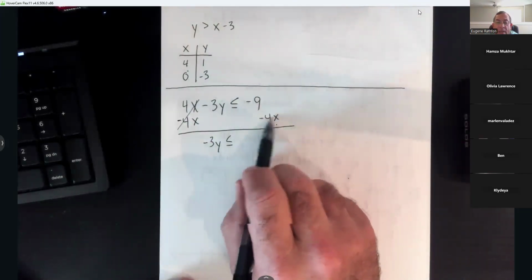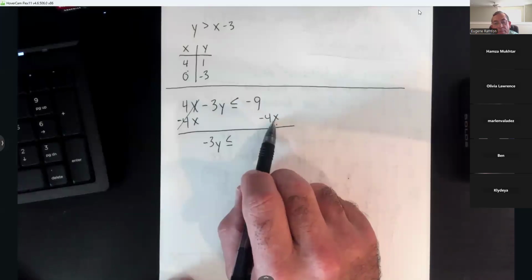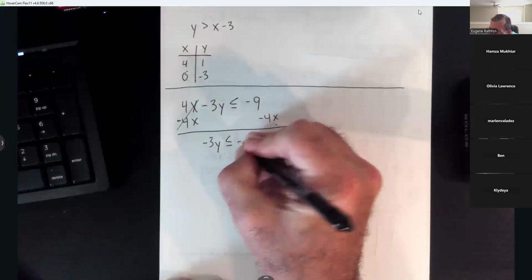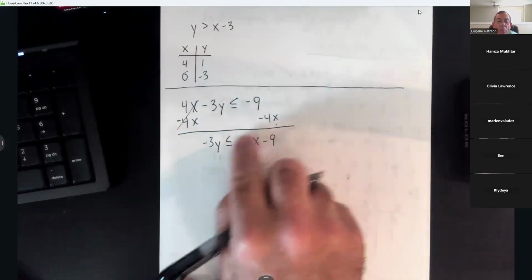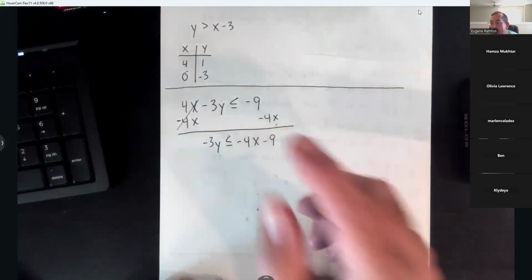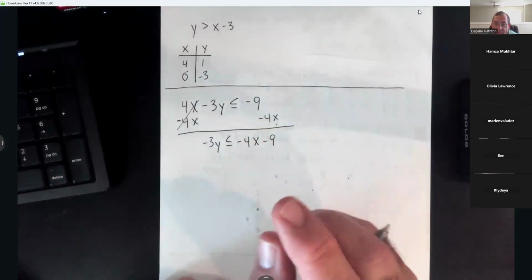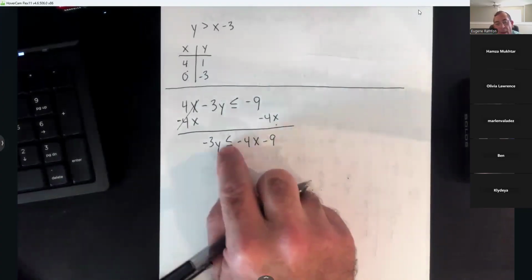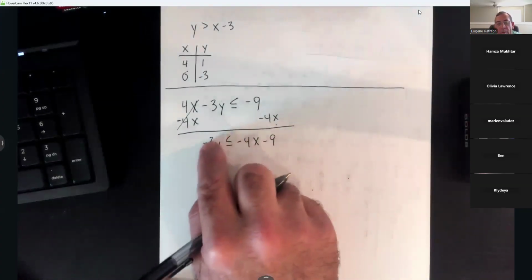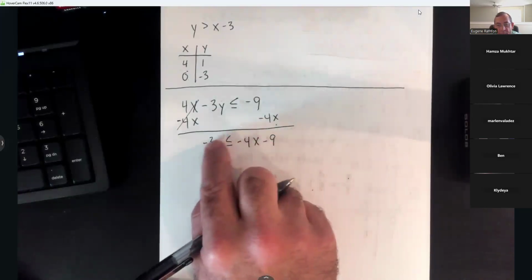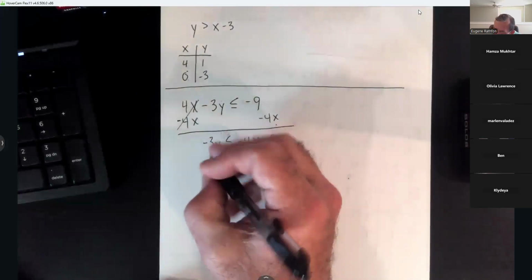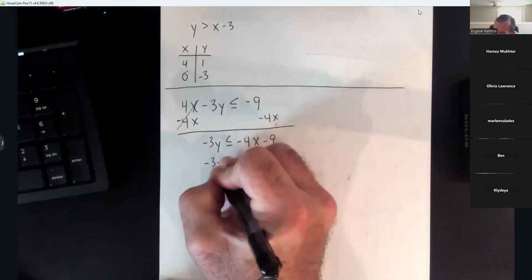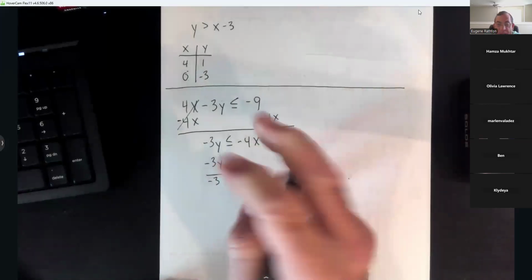So those will cancel. I bring down that negative 3y less than or equal. These are not like terms, so I always put my variables first and then my numbers. So I'm going to make this a negative 4x and then minus my 9. But order doesn't matter. You can go negative 9 minus 4x and you'll still get the same answers. Now, here's where you got to be careful on an inequality like this, because my y variable is negative 3y. So I'm going to have to divide everybody by negative 3.